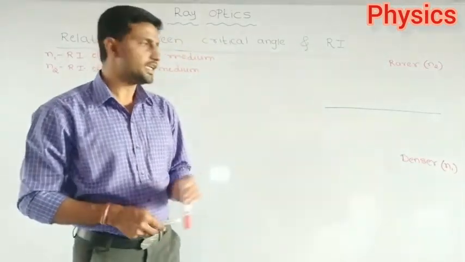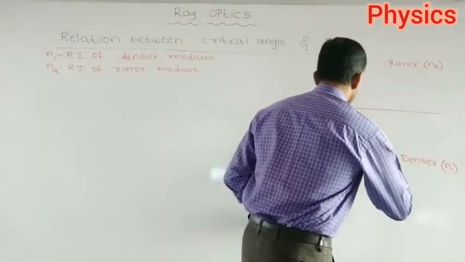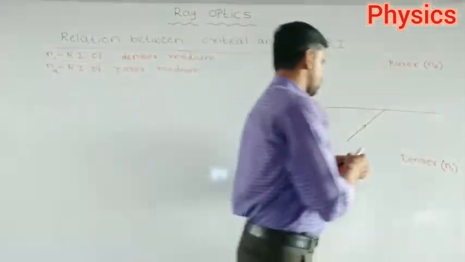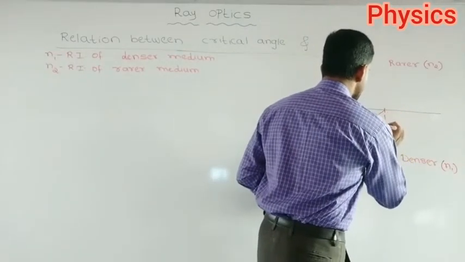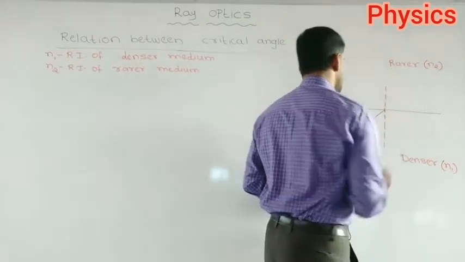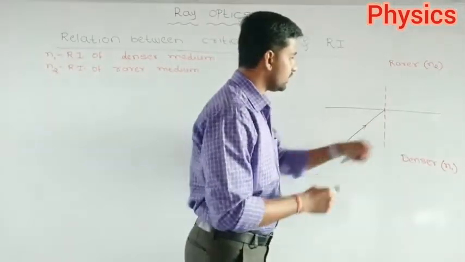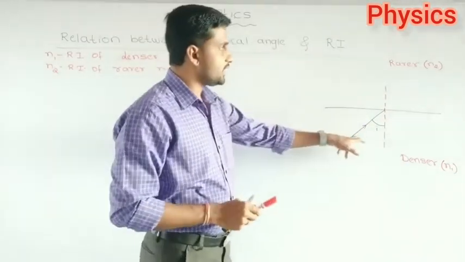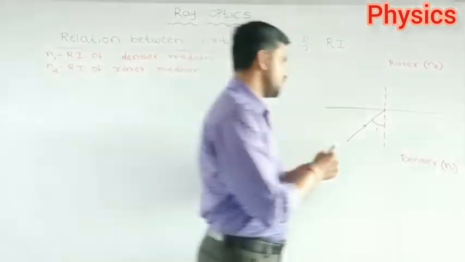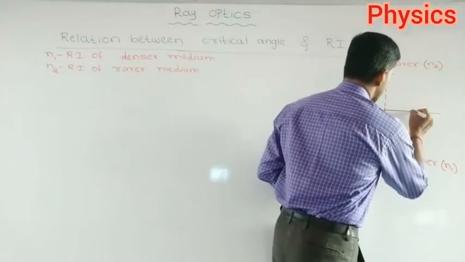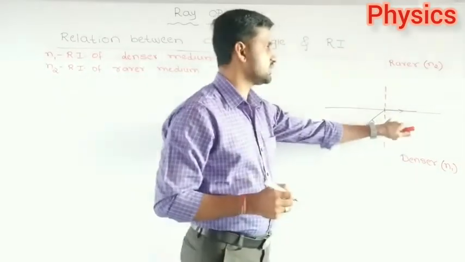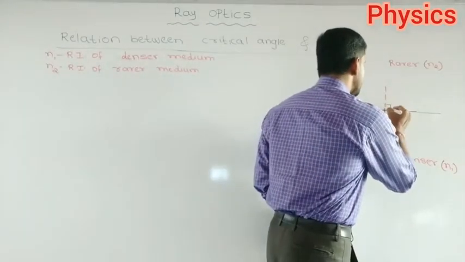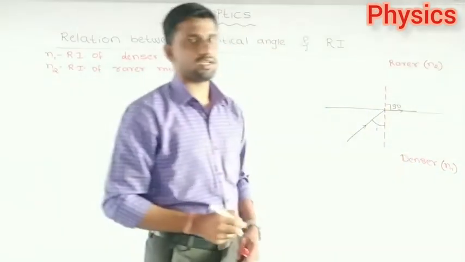Now I am going to incident a ray of light from the denser medium. And now I am drawing one normal to get the angle of incidence and the angle of refraction. The angle between the incident ray and the normal I am taking as the angle of incidence. Now when the incident ray enters the rarer medium, it just grazes the interface, or the surface of separation of the media. Then the angle of refraction is 90 degrees.